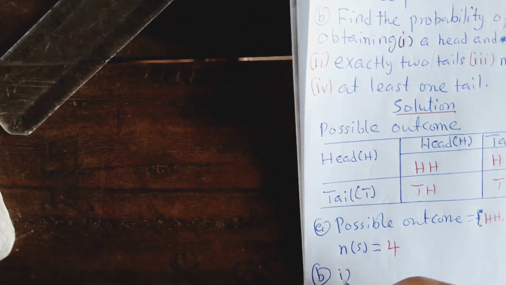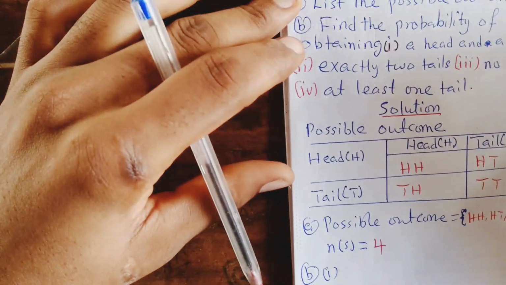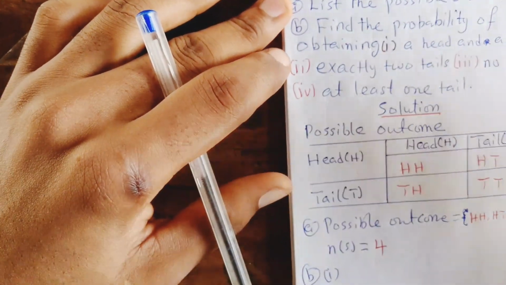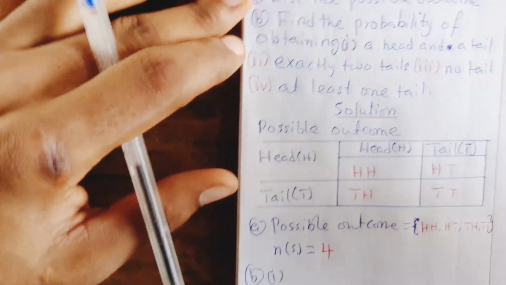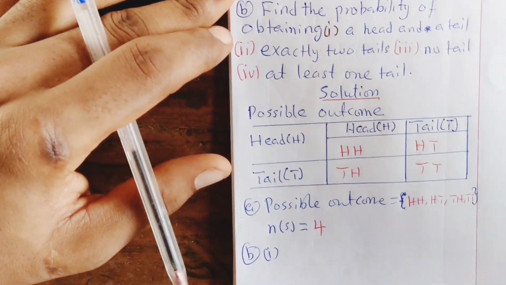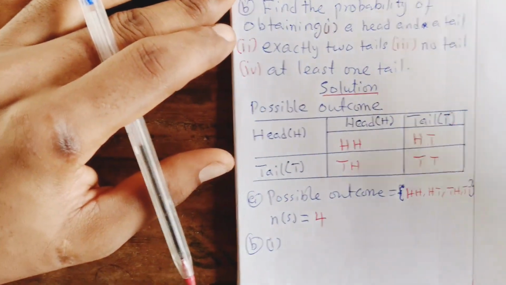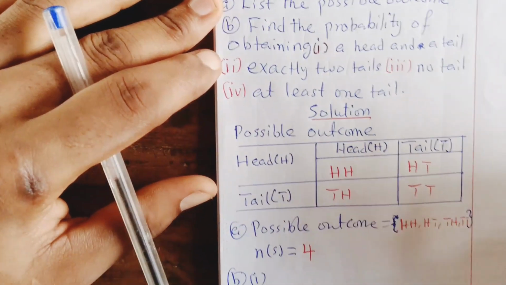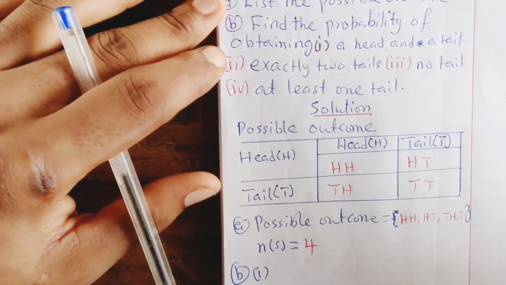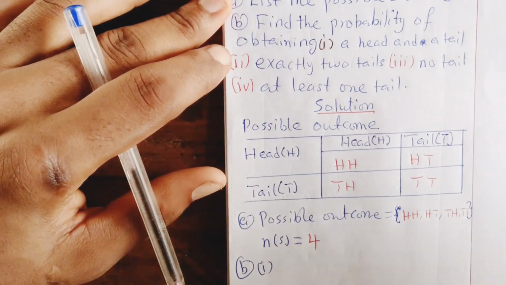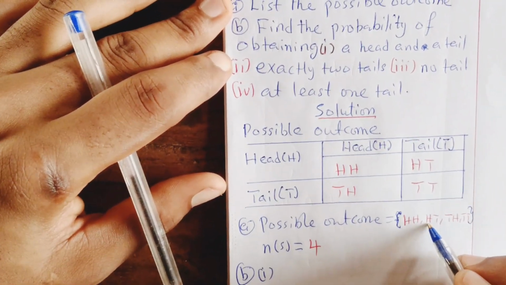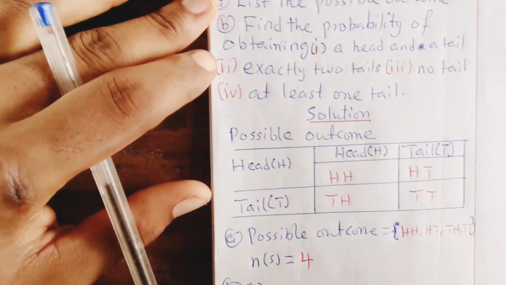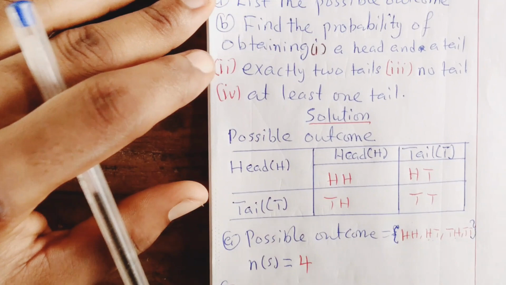Roman number 1. They say, what is the probability of obtaining a head and a tail? So what it means is that when you are tossing a coin, you want to find the chance that you get a head and a tail. Now you look at our possible outcome. Which place can we get a head and a tail? A head means 1 head, and a tail means 1 tail. Here you can get 1, here you get 1. So a head and a tail is 2.